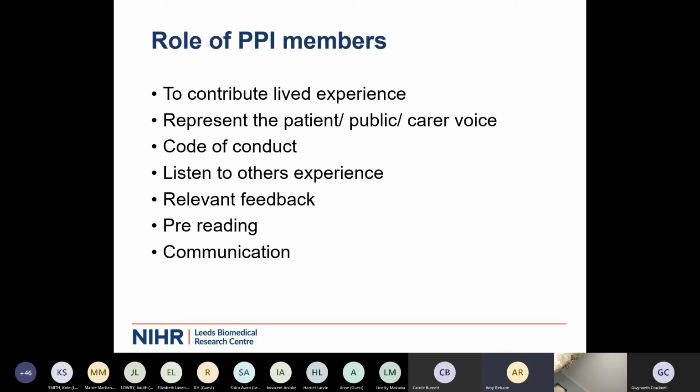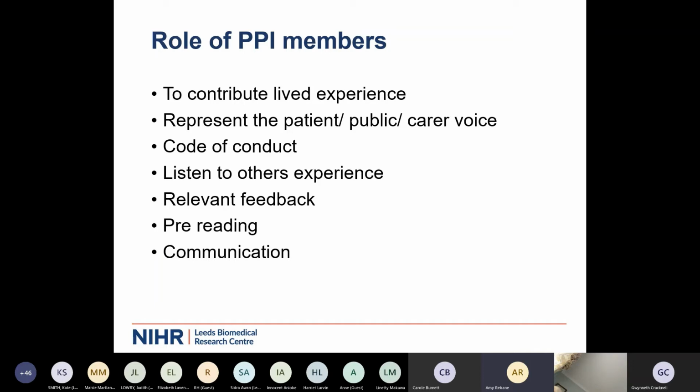We do ask that PPI members do pre-reading, and for us that's about role description. So ahead of a PPI activity taking place, we'll work with you to develop a role description so people can make an informed decision about whether they want to participate in that activity, and make sure that the expectations are clear. That also covers some information about the research, and we do expect people to read that ahead of sessions, so they have awareness of what's going on and what things they're likely to be discussing.